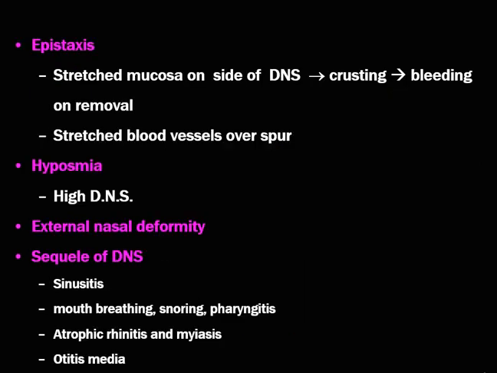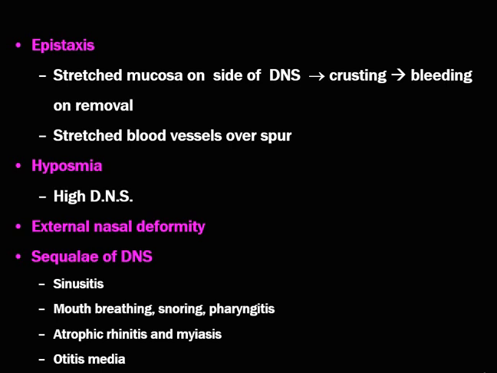Epistaxis might happen due to stressed mucosa on the side of DNS, which leads to crusting and bleeding on removal of the crust, or stressed blood vessels over the spur might lead to spontaneous bleeding or bleeding when the patient touches or tries to clean the nasal cavity. Hyposmia might happen due to high deviated nasal septum. There might be external nasal deformity also. As the septum goes, so goes the nose. When the patient is having deviation to the right or left side, the external deformity also might be there.